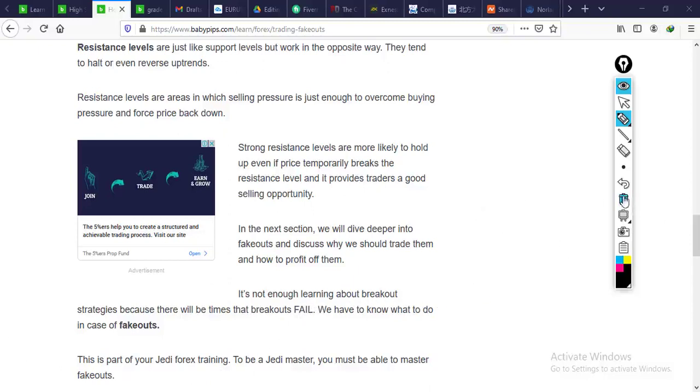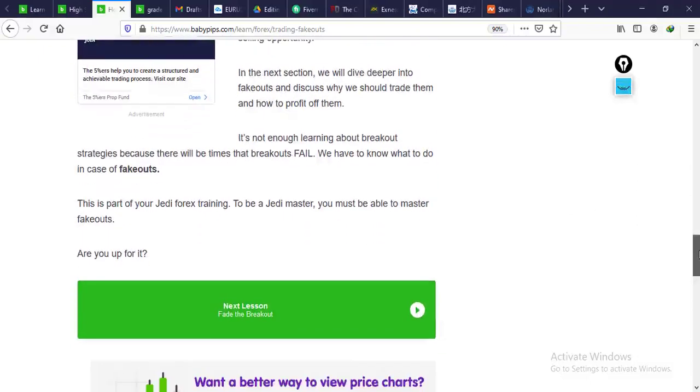So it is not enough learning about breakout strategies, because many times these breakout strategies fail. So what we have to do now is to understand fake outs and what to do when those cases arise. This is part of your JD Forex trading. To be a JD master, you must be able to master fake outs. Are you up for it? Let's continue to fade the breakouts.